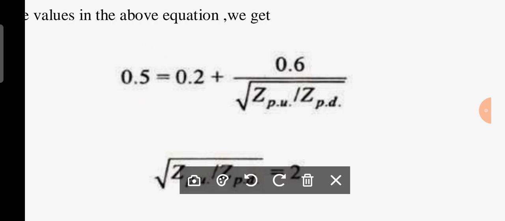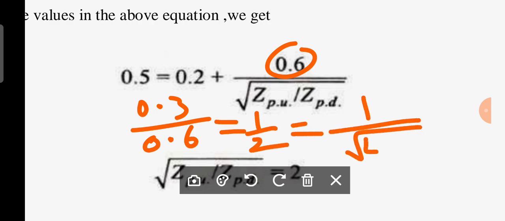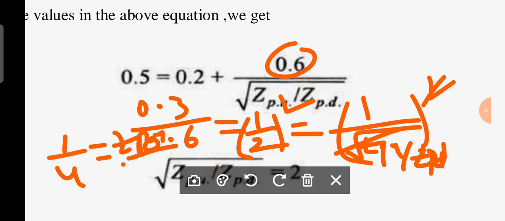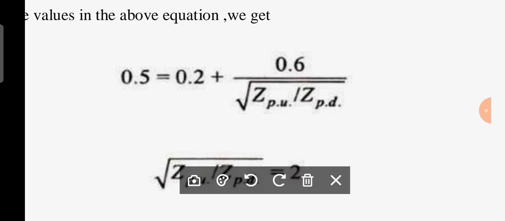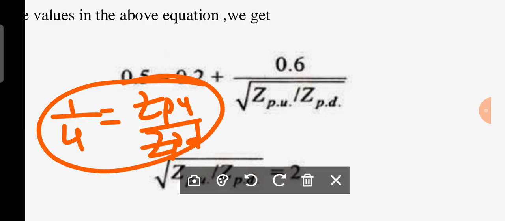Is it clear? Now this may be 0.3. If you send this to this side, then it becomes 0.6. I hope you are clear. Then it becomes what? 1 divided by 2 is equal to 1 by square root of ZPU upon ZPD. After applying square on both sides, the square root gets cancelled. It becomes 1 by 4 is equal to ZPU by ZPD. That is the thing, 1 by 4 is equal to ZPU upon ZPD. Then finally you can tell that ZPU by ZPD is equal to 4:1.